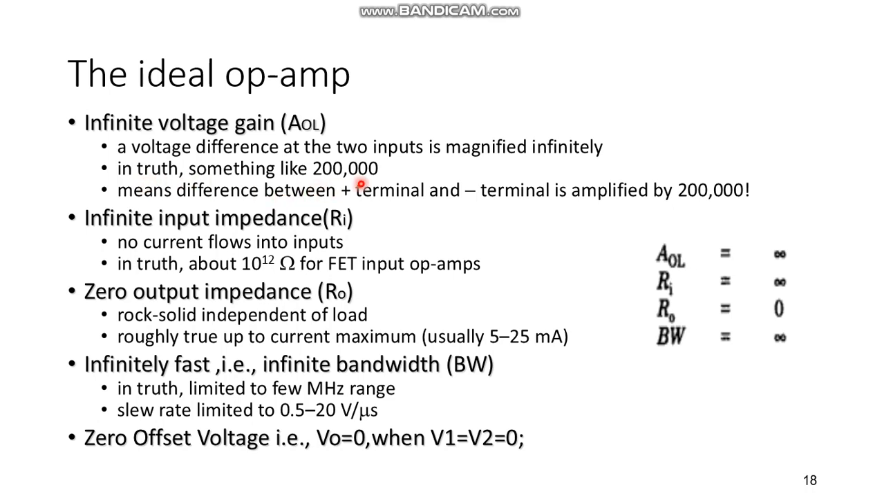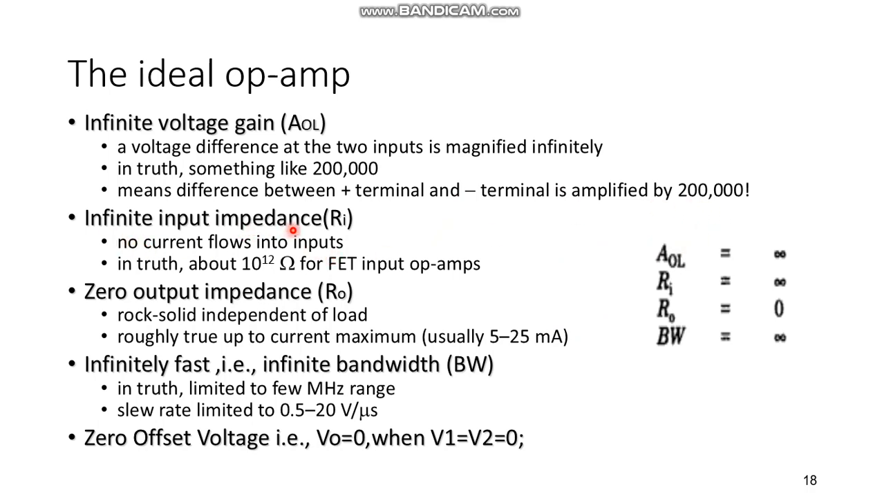It is true something like 2 lakhs, meaning the difference between plus and minus terminals can be amplified 2 lakh times. Let us suppose the difference between the two input signals is 0.0001 volt. It is amplified by 2 lakh times, meaning 2 lakhs into 0.0001, so we will get 200 at the output, something like that.